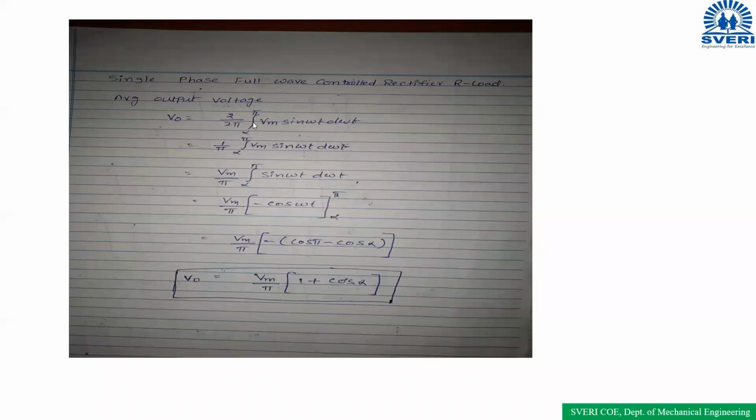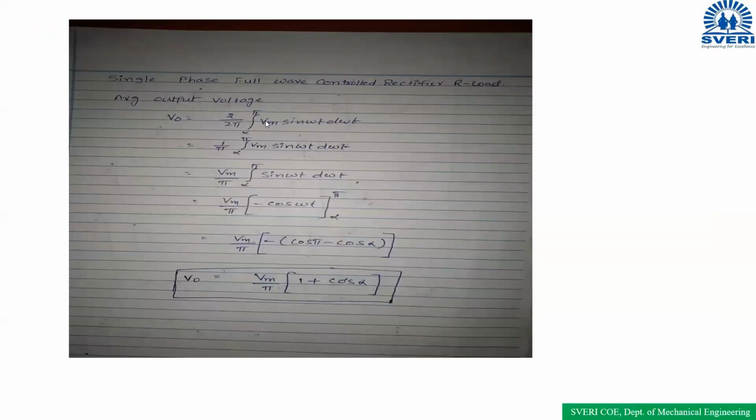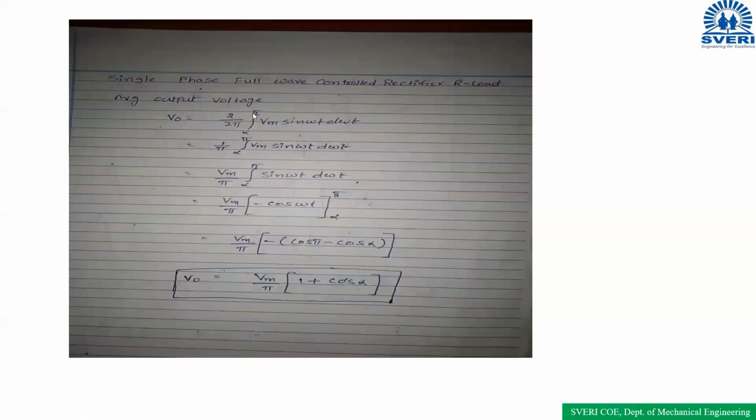V0 is equal to 2 by 2 pi integral alpha to pi Vm sin omega t d omega t. This is the basics: the supply voltage Vs is equal to Vm sin omega t. We are integrating with respect to the supply voltage. Clear? Integral Vm sin omega t d omega t. But why are we taking alpha to pi? Because the output voltage is present only from alpha to pi. That's why we are taking the limits from alpha to pi.